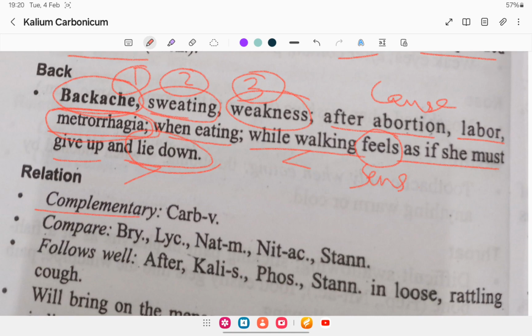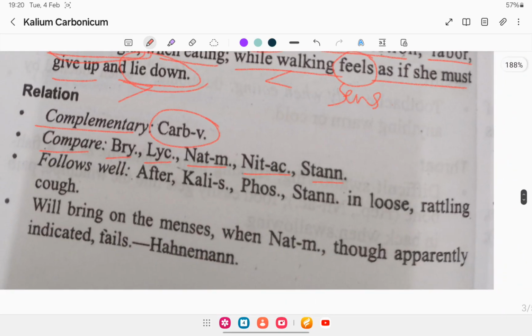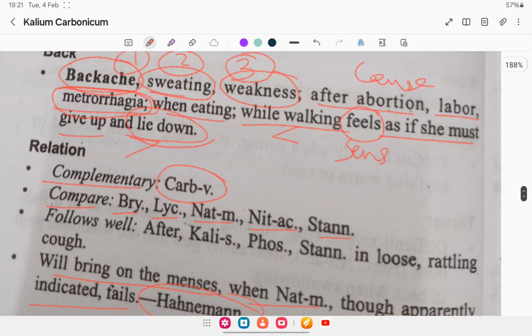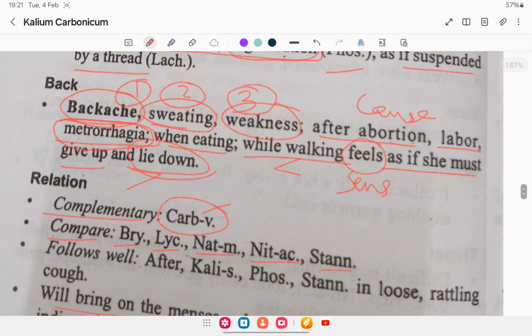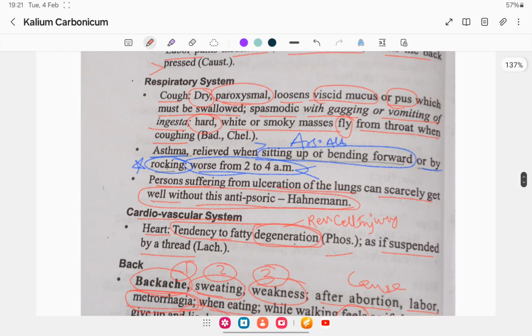Now come to relation. Complementary carbo-veg. Compare bryonia, lycopodium, natrum mur, nitric acid, stannum. It will bring on the menses when natrum mur, though apparently indicated, fails, according to Hahnemann. So complementary carbo-veg; calicarb is complementary to carbo-veg. So I am summarizing this drug.